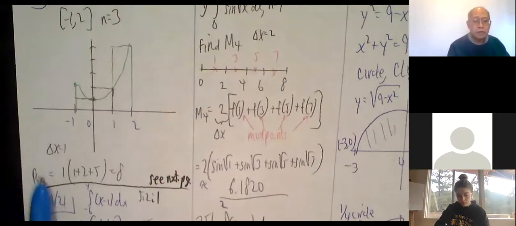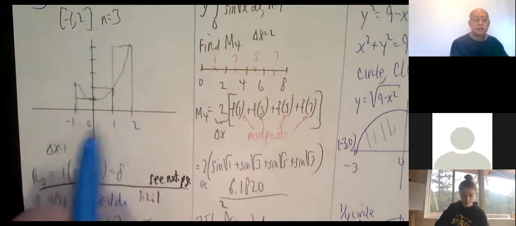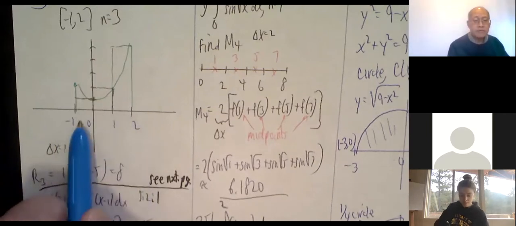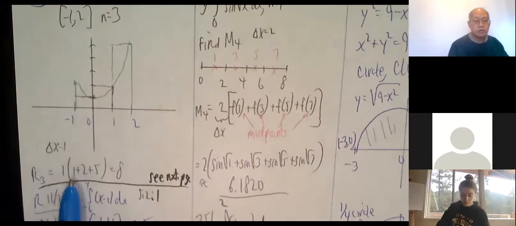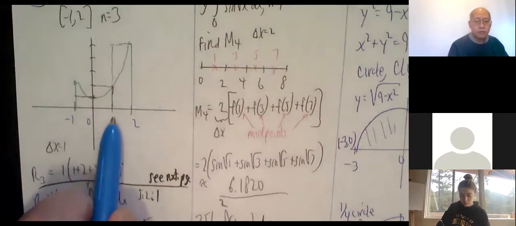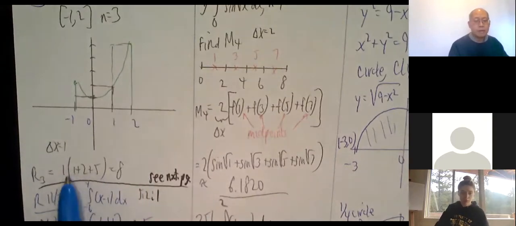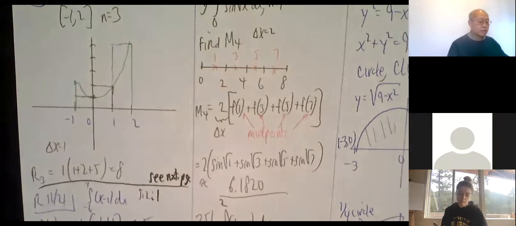R means I'm using the right endpoints, and I chopped up the integral into 3 sub-intervals. From negative 1 to 2, chop it into 3, so I'm going from negative 1 to 0, 0 to 1, 1 to 2. I want the function values at the right endpoints: 0, 1, and 2. The function value at 0 was 1, at 1 was 2, and at 2 was 5. Add them all up, multiply by 1, the answer is 8. So R3 is 8. My estimate for the area under the curve right now is 8.